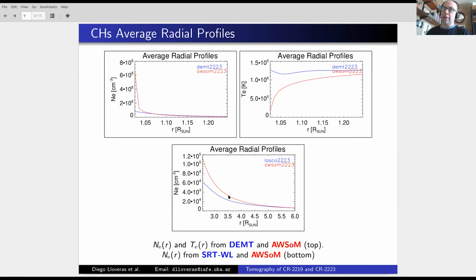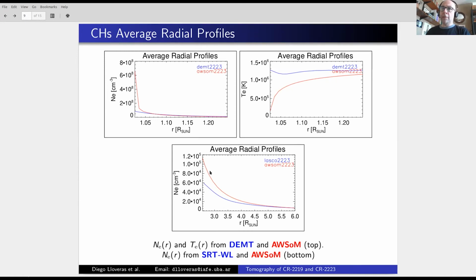And that's where we find the largest difference between the electron density of the model and the tomographic reconstructions based on LASCO, between 2.5 and 6 solar radii. So we can have differences up to a factor of about 2. Still pretty good.